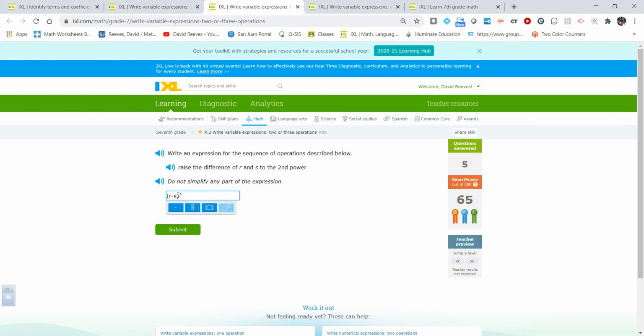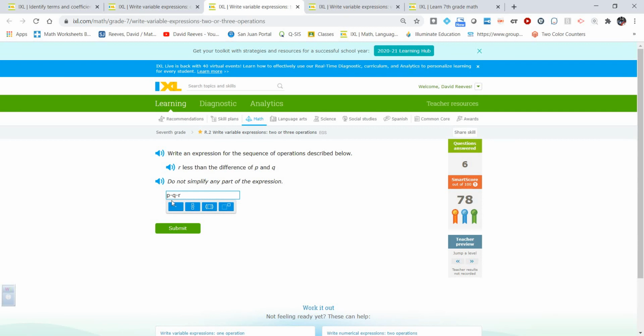And exponents come before subtraction. So since they wanted us to raise the difference, I need to put r minus s in parentheses. These can be a little bit tricky. All right. R less than the difference of P and Q. Well, the difference of P and Q is going to be P minus Q. And then I want R less than that.